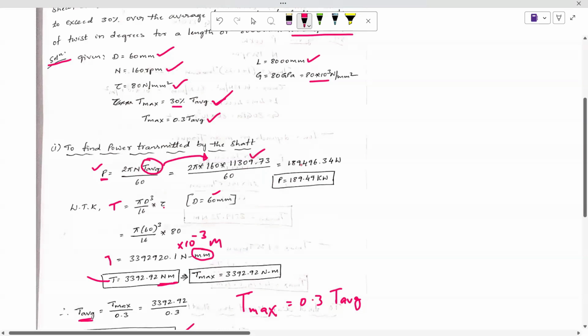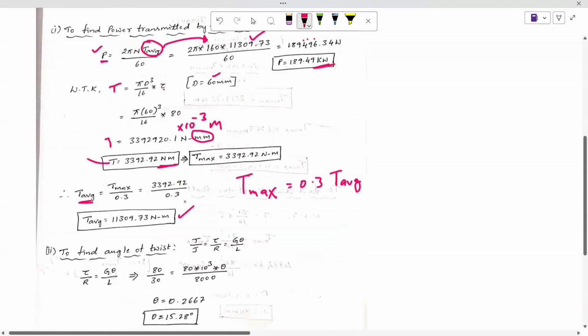So the power will be 189,496.34 watt. That is 189.49 into 10 to the power of 3 watt. 10 to the power of 3 will become kilo. So P is equal to 189.49 kilowatt. That is the answer for the power in this problem.